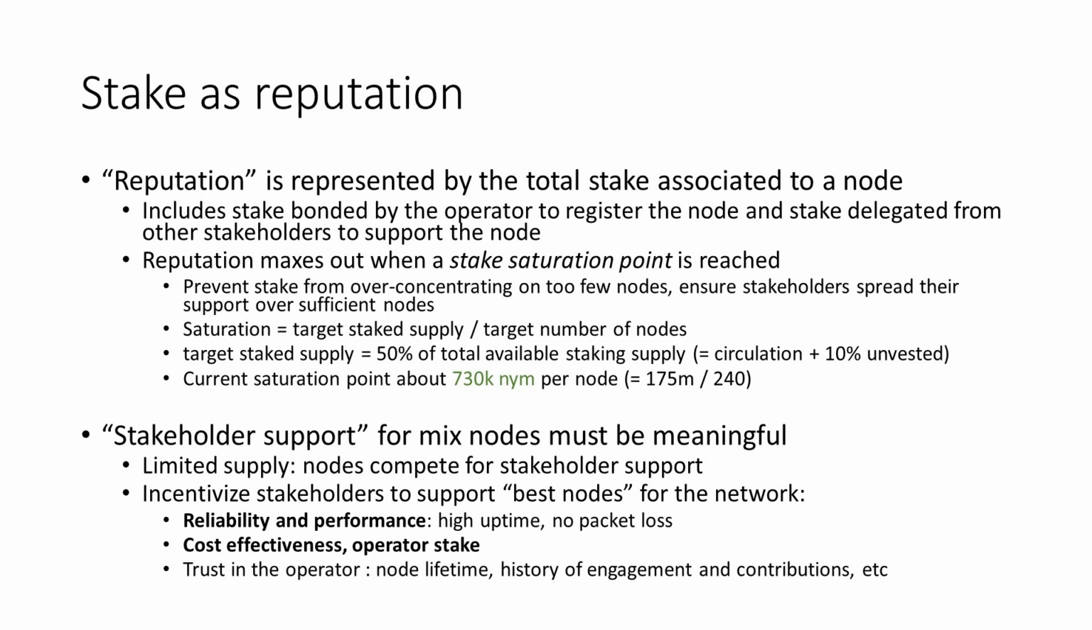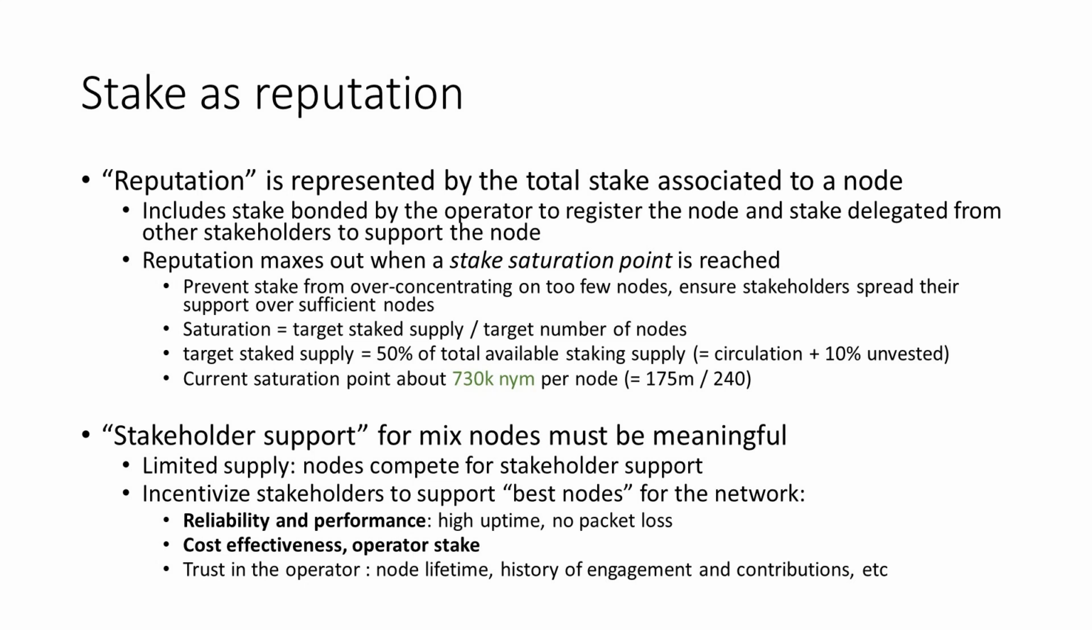We do that in order to prevent the stake from being over-concentrated on a few nodes, because you have to think that in a mixnet, you need some number of nodes to serve all the packets. You cannot just have a mixnet with one node, even if it's a really good node. You need to have more of them. So if we say, okay, we want to have at least 240 nodes, right? Then we need to ensure that we're incentivizing stakeholders to stake on 240 nodes, right?